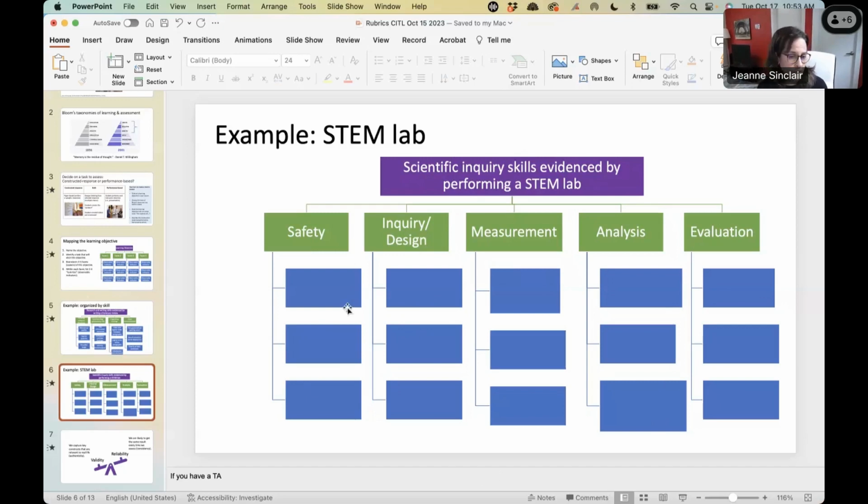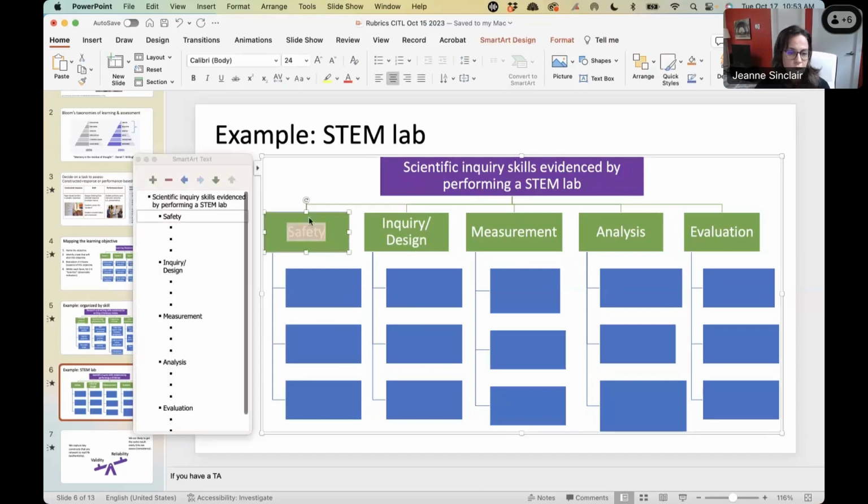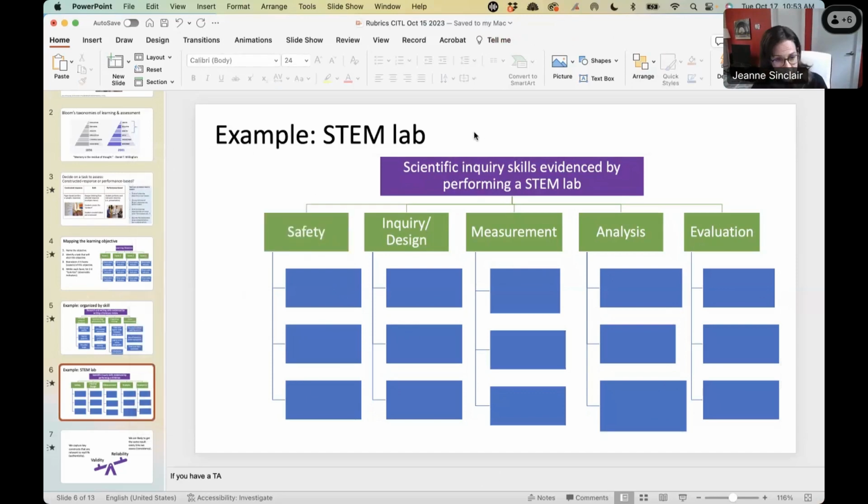We have technology today, even simple technology like your phone's camera, right? That can take videos, it can take photos, and we can use that data that students provide us as evidence. So for example, for safety, the students could be taking some photographs of their actual time in the lab and how they took safety precautions. We don't need to have everything be submitted to us in a written format, right? We can use images and videos and that sort of thing.